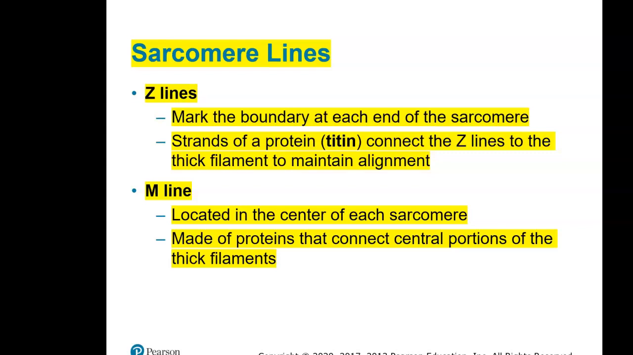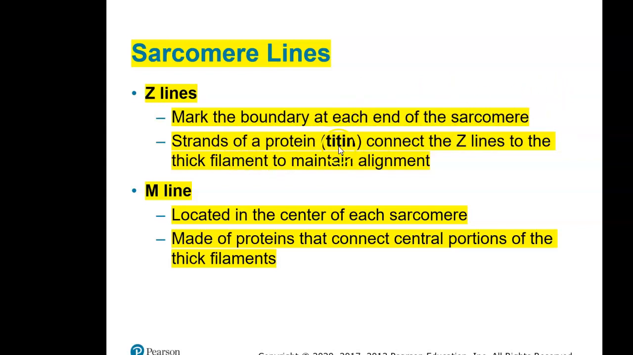Remember that a sarcomere is a contracting unit of a muscle fiber. The muscle fiber is composed of myofibrils, and a myofibril can have up to 10,000 sarcomeres lined up end to end all the way down the length of it. A sarcomere is defined as the region between two Z-lines. Z-lines mark the boundary at the end of the sarcomere, on the left and the right end of it.